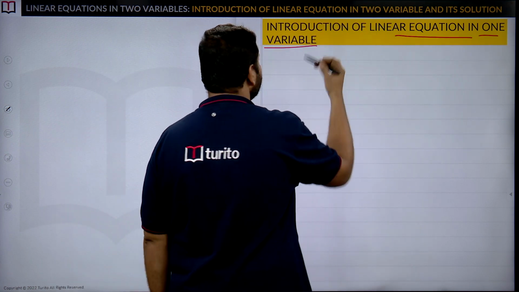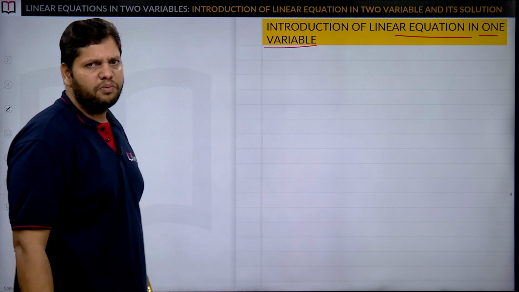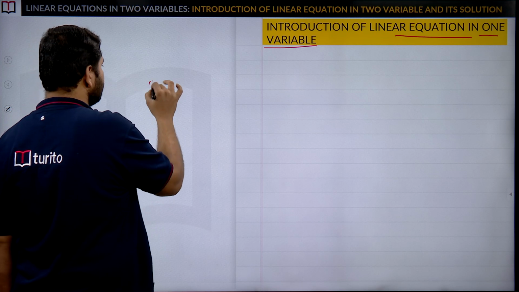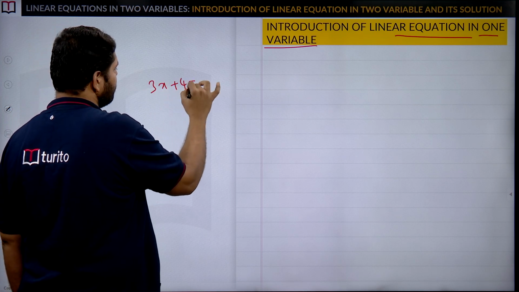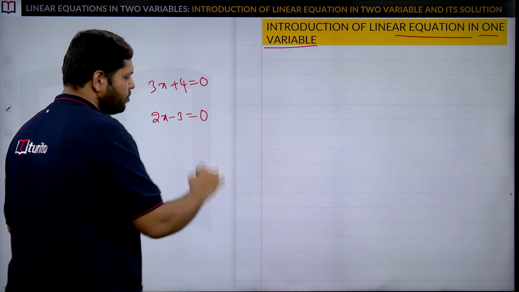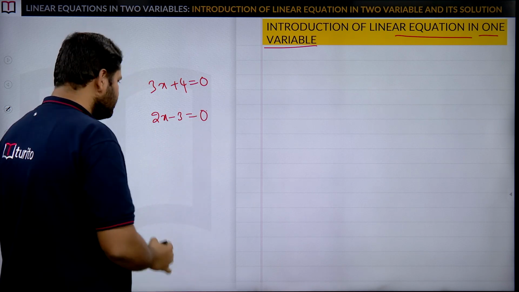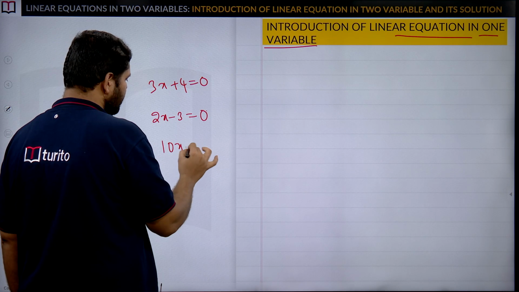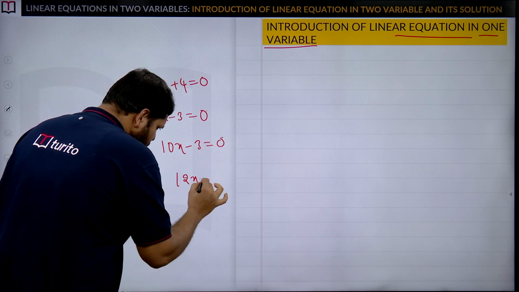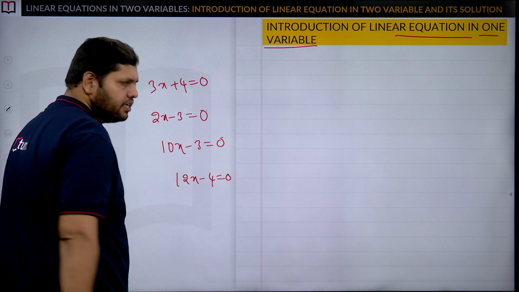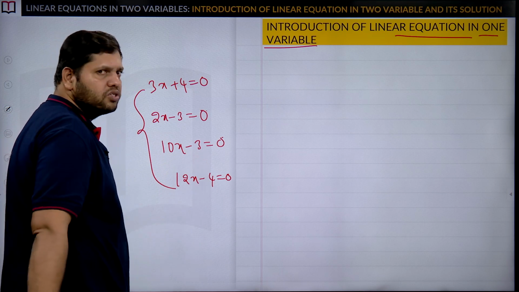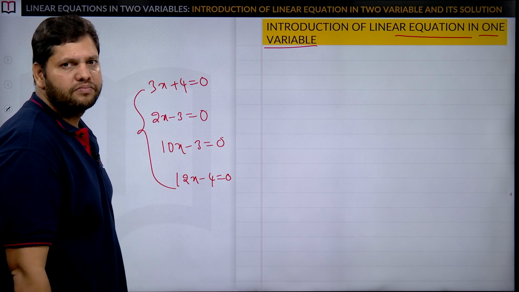Here, what is the meaning of one variable, children? One variable means the equation contains a single variable. You can give an example. Suppose 3x plus 4 equal to 0, or you can take 2x minus 3 equal to 0. You can write any example, children: 10x minus 3 equal to 0, or 12x minus 4 equal to 0, isn't it? These are all what we can call a linear equation in one variable.